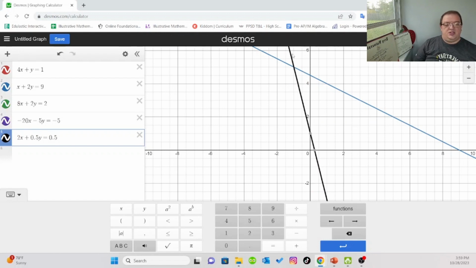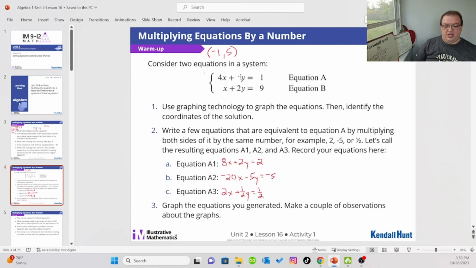And notice the black line gets drawn exactly on top of all three of the previous lines. This is because multiplying an equation by the same factor just creates a multiple of that line. So when you graph them, you are still graphing the exact same line.